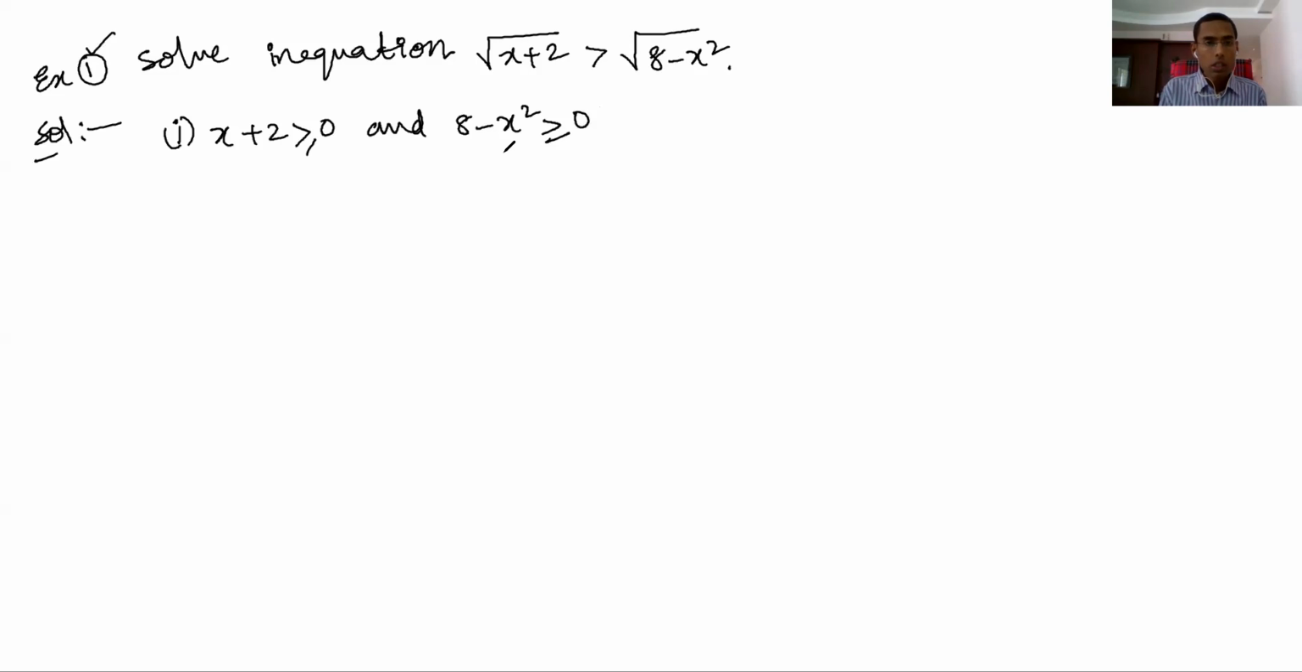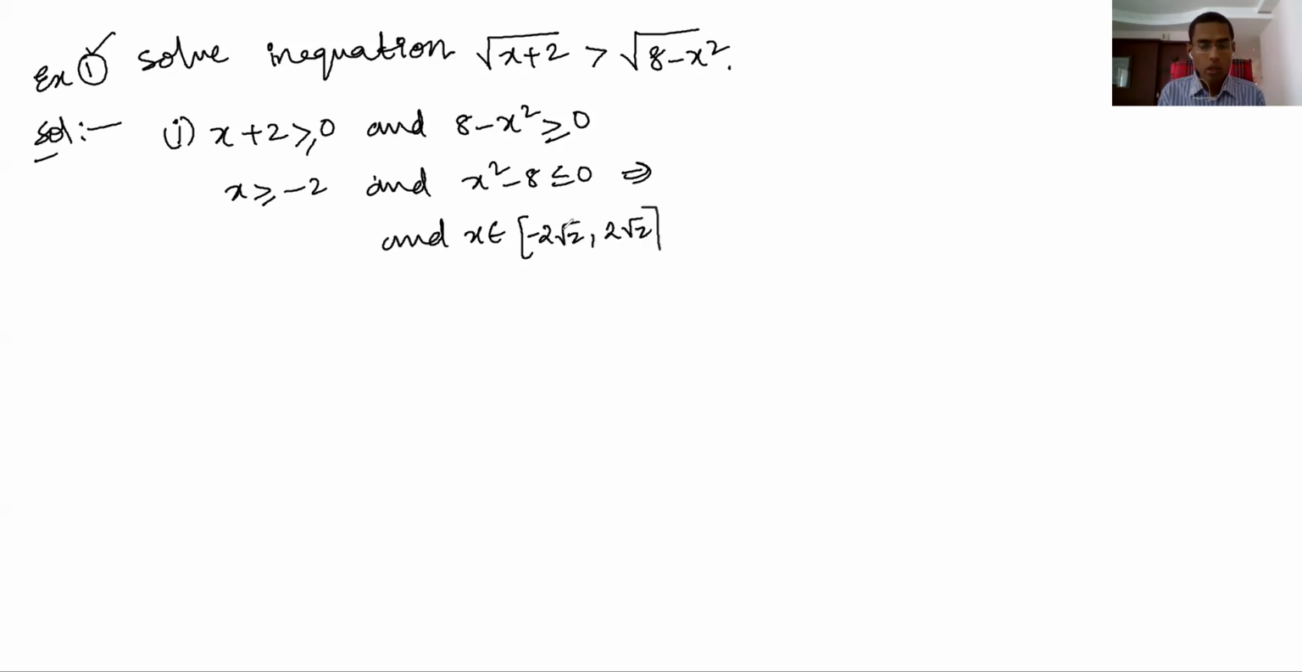So that means here x is greater than or equal to minus 2, and another thing is, if you solve x square minus 8 is less than or equal to 0, that implies x lies between the roots. x belongs to minus 2 root 2 to 2 root 2. Okay, all right. So here x is greater than or equal to minus 2, and minus 2 root 2 is there.